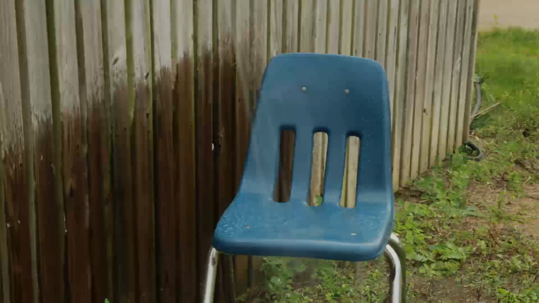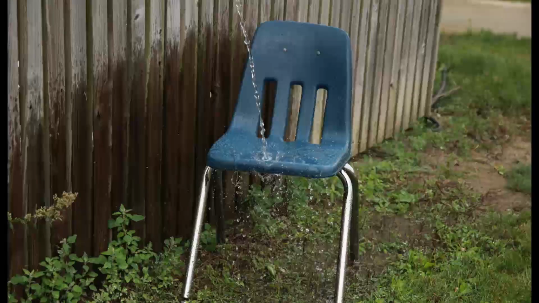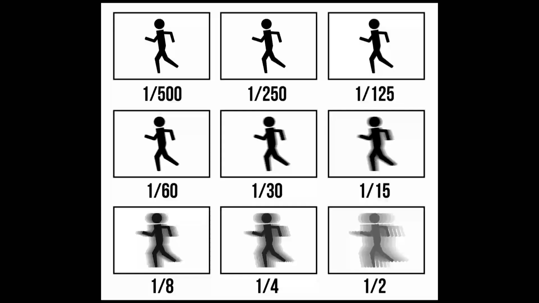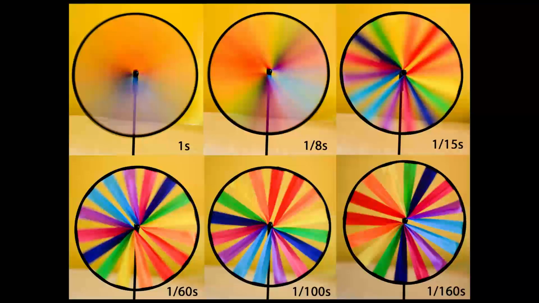Long shutters have more light and more blur. Short shutter has less light and less blur. Pros. Long shutter you can get more light, and short shutter you can get less motion blur. Cons. Long shutter is more motion blur, and short shutter speed has less light.